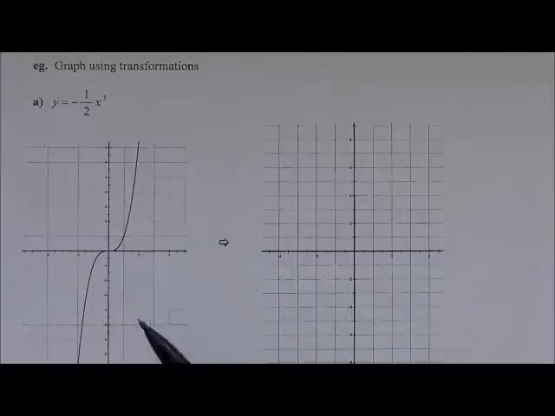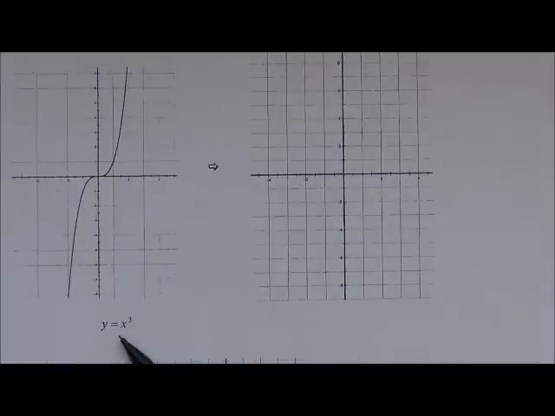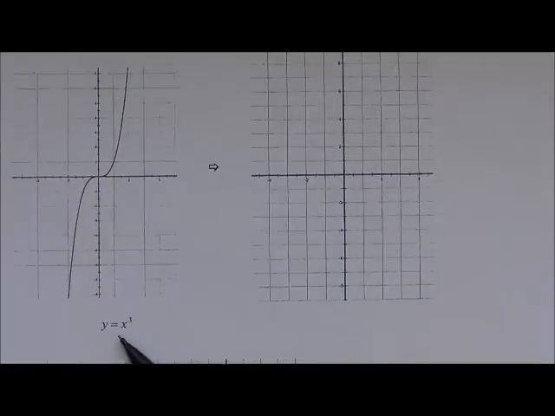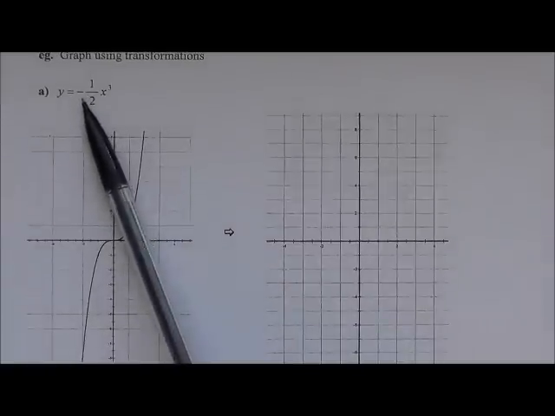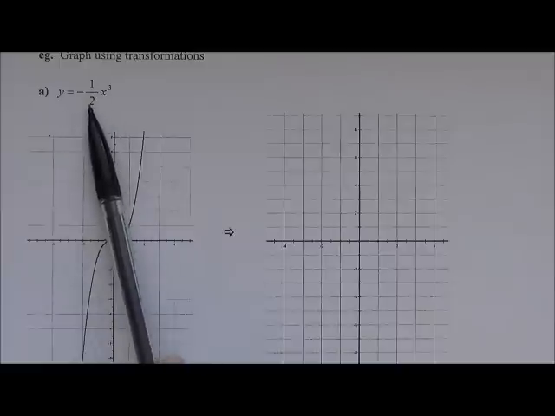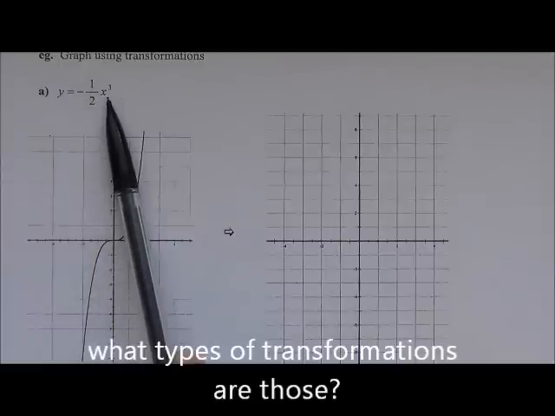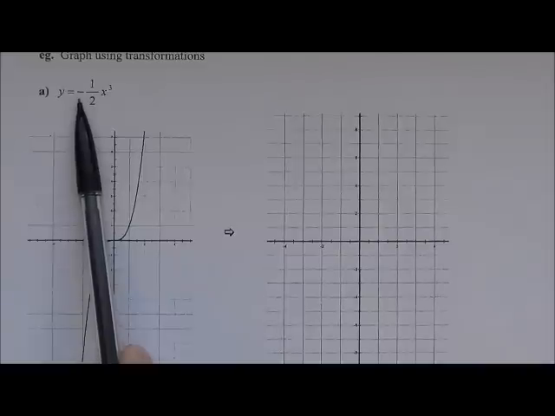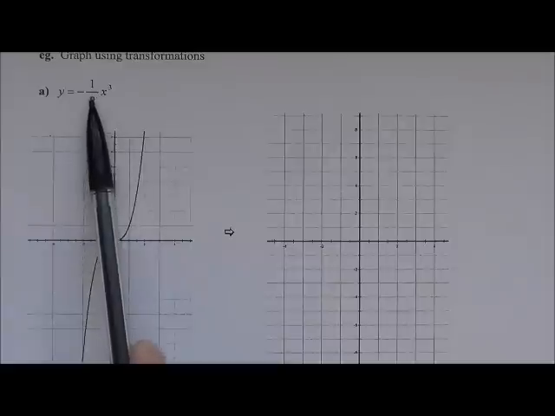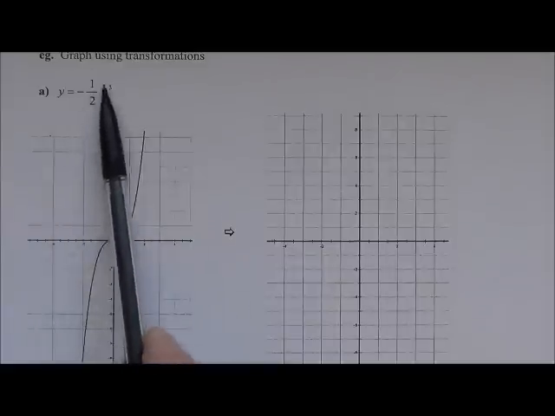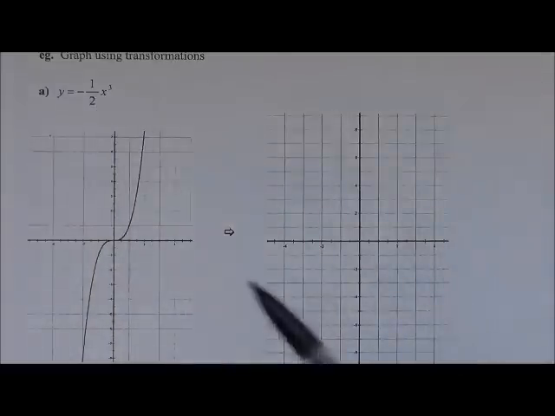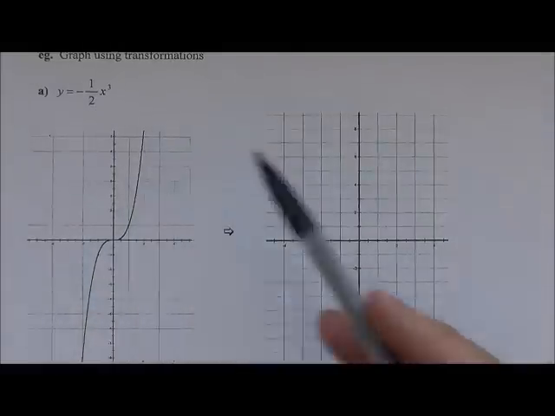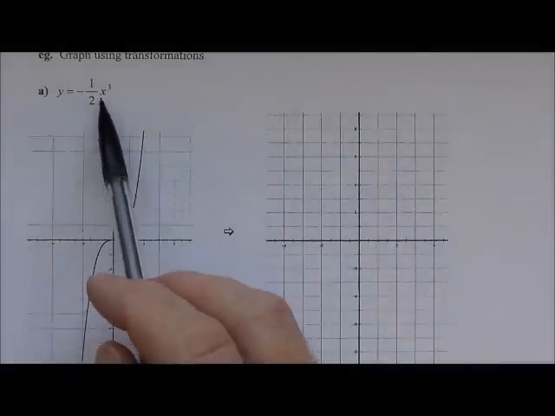the parent function is, and right here you notice that the parent function is y equals x cubed, and we see that there's a negative and then 1/2 multiplied by the x cubed. So what does the negative do to a function? Okay, and then the 1/2. So once you know what those different things do to the parent function, then you can actually take some of the points from the parent function and then plot them according to these transformations.